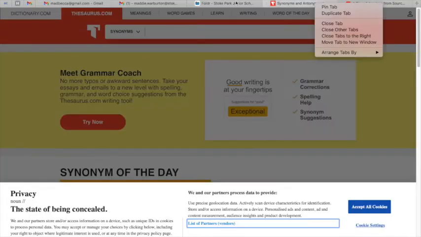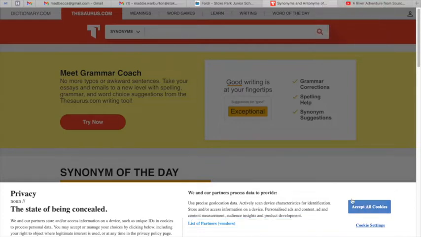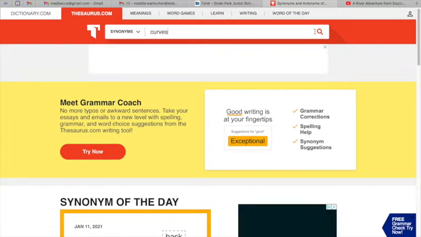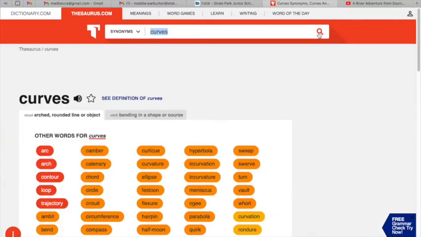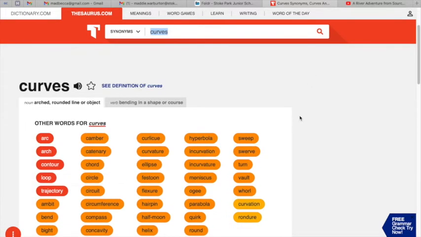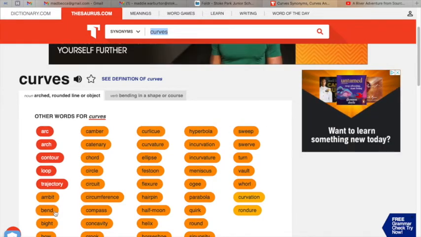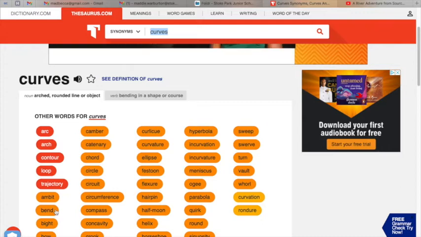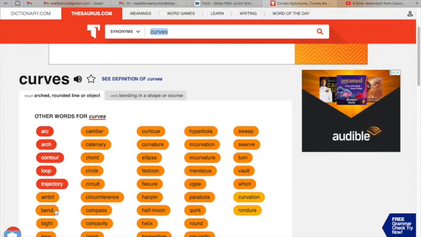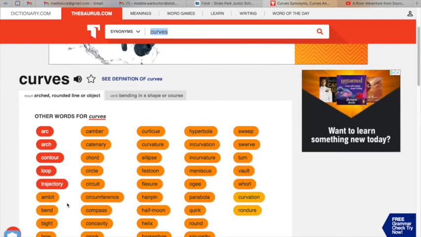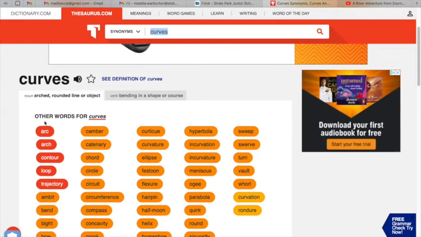So if I visit my online thesaurus, which I've got up here, and I put curves, let's see what comes up. Fingers crossed, there we go. The river arcs like a snake. The river bends like a snake. The river turns like a snake. I quite like arcs like a snake.